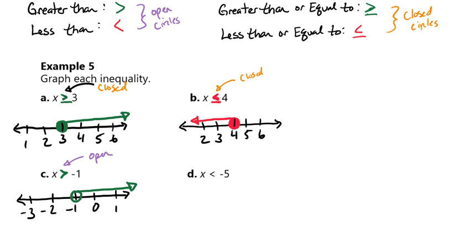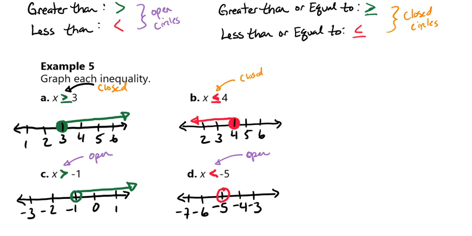Let's do one more. So here we have x is less than -5. This symbol tells us we're going to have an open circle. So we'll draw our line. They're really easy to graph. So -5, -4, -3, -6, -7. We will have an open circle at -5, and we want to point towards the smaller numbers. And that's how you graph inequalities.